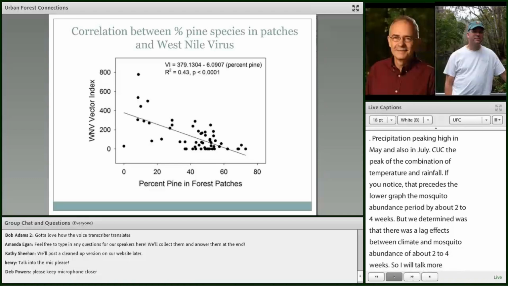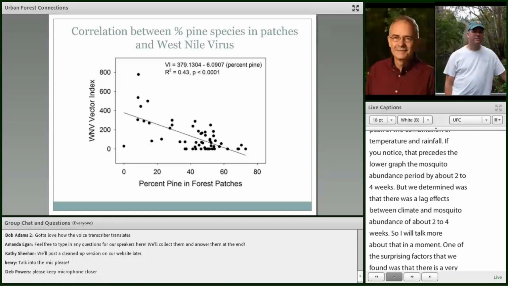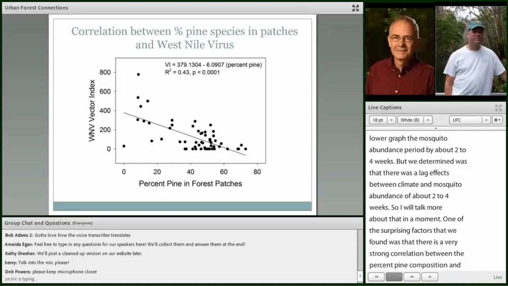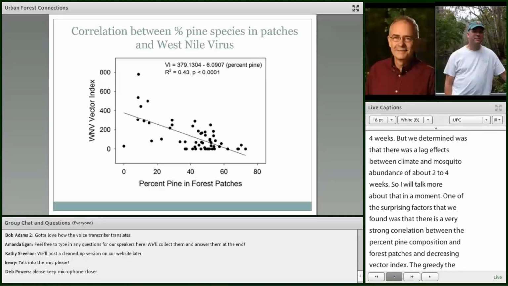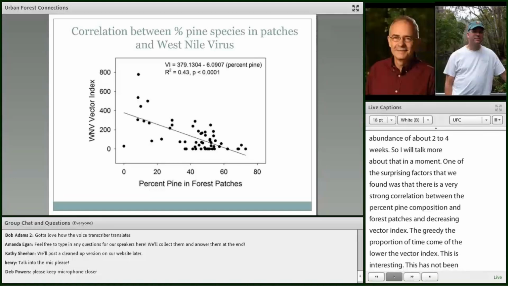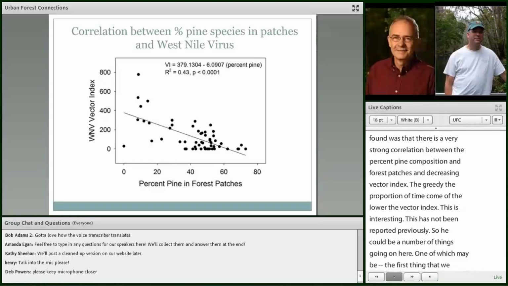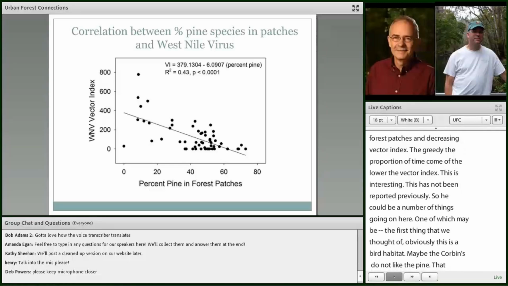One of the surprising factors that we found was that there's a fairly strong correlation between the percent pine composition in forest patches and decreasing vector index. In other words, the greater the proportion of pine in a forest patch, the lower the vector index. Now, this is interesting. This has not been reported previously, and it could be a number of things going on here. The first thing we thought of was that obviously it's a bird habitat deal, and maybe the corvids don't like the pine. That turned out not to be true based on investigations and review of the literature. The corvids seem to do fine in the pine.